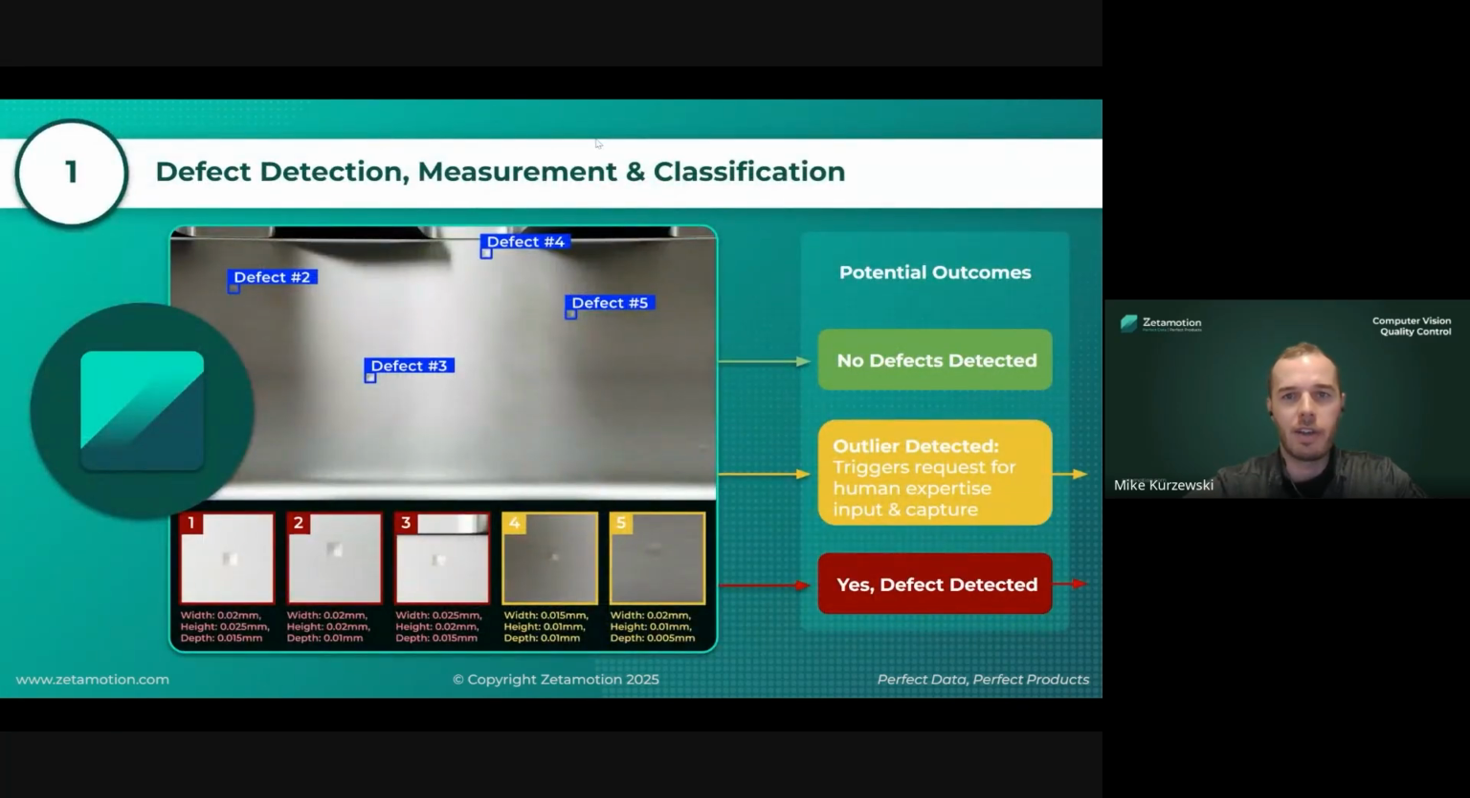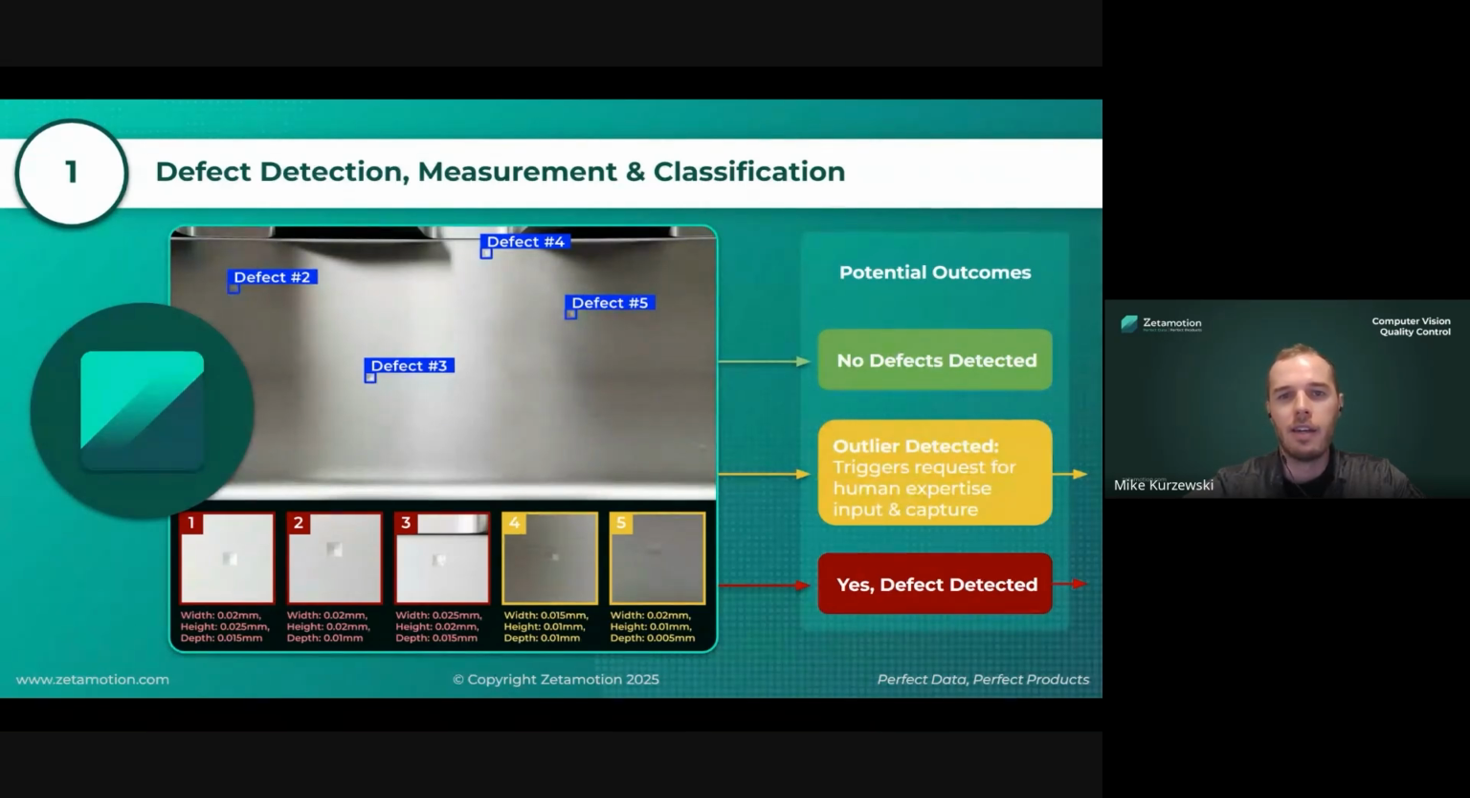And just to dive into the defect detection side of things. Like I said, those three go hand in hand: detection, measurement, and classification. As you can see here, as the product's coming through the line, or you're inspecting a specific product in a station, the results of the detection can classify the defect. So you can say there's a dent or a bubble or a scratch. It can also measure that defect, give you an output of the measurement.